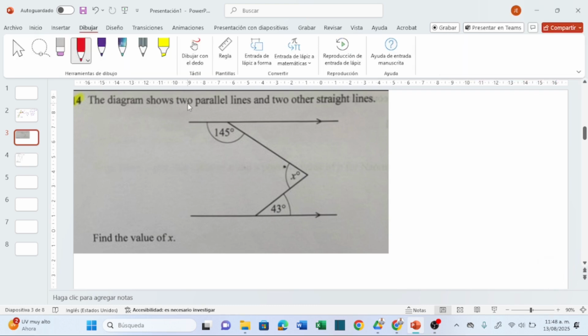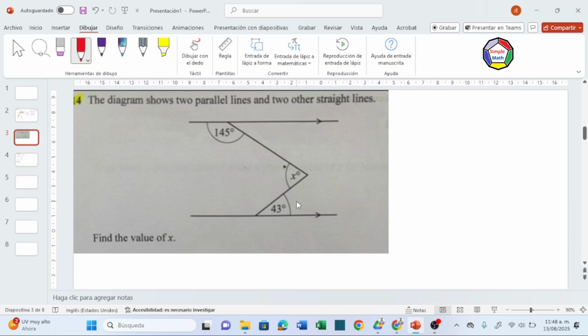The diagram shows two parallel lines and two other straight lines. This line is parallel to this one, right? This is a straight line and this is also a straight line. Find the value of x, okay?